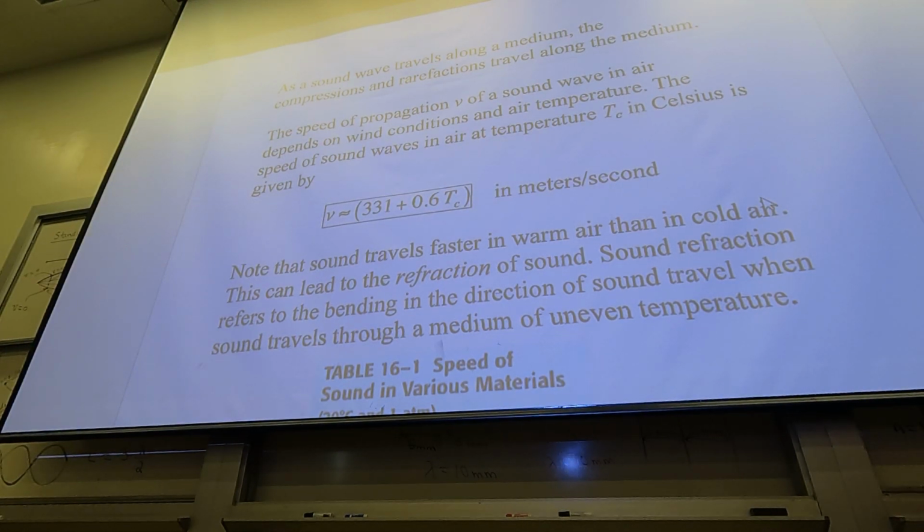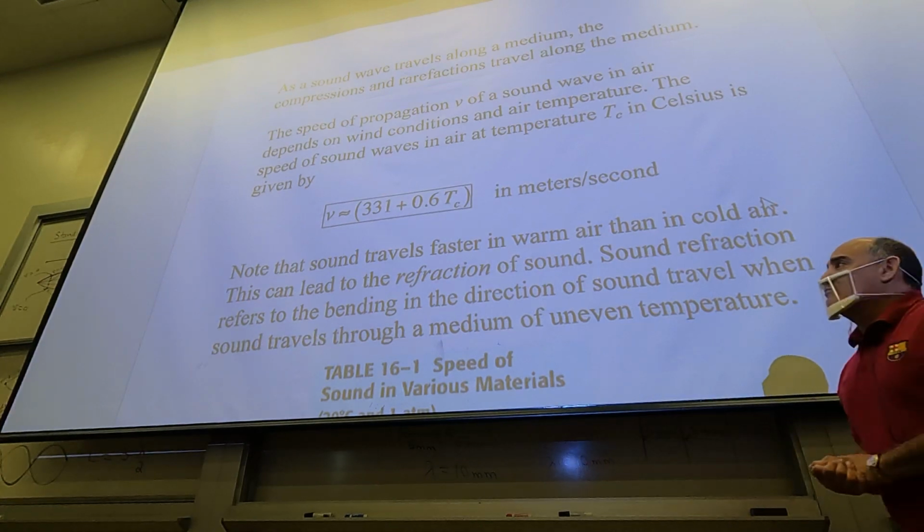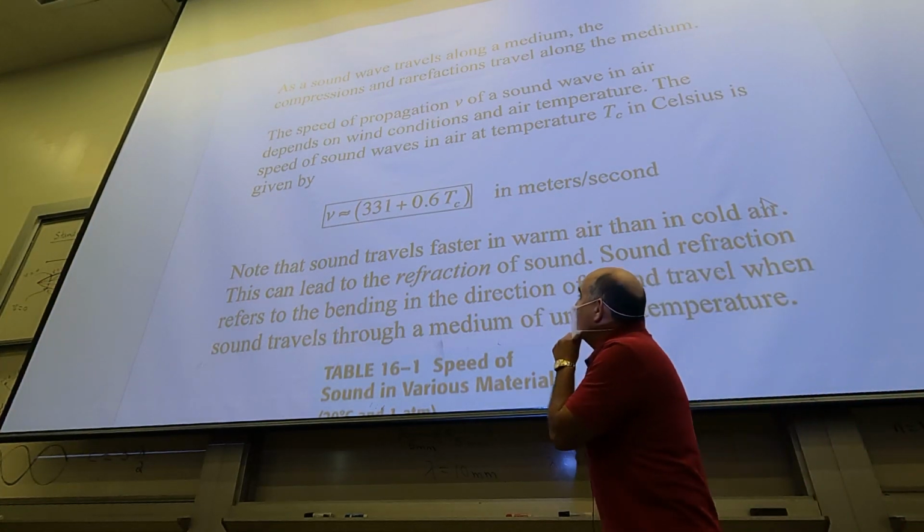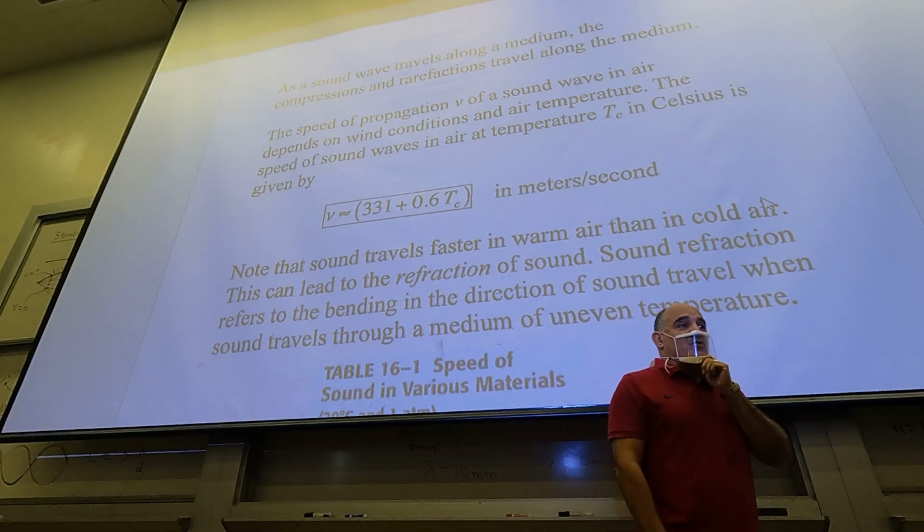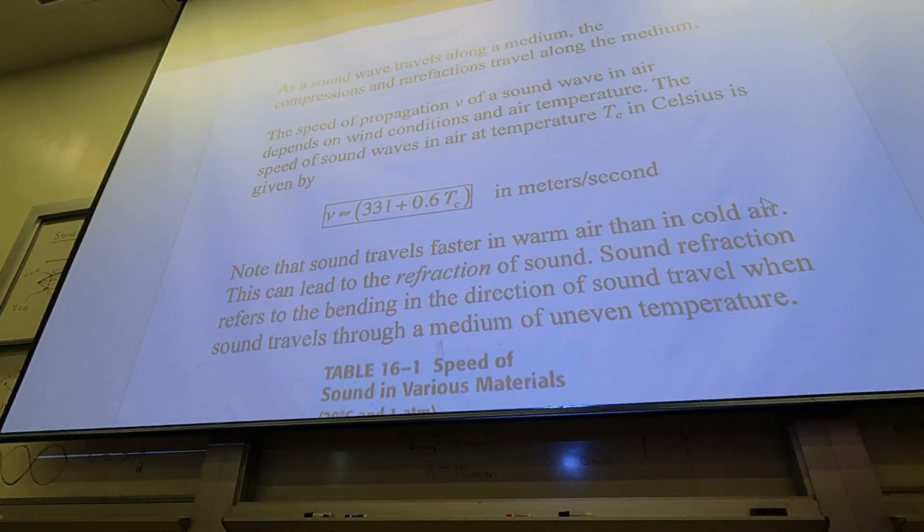So sound travels at 331 plus 0.6, multiplied by the temperature of the air. The C in the subscript means that's the temperature expressed in degrees Celsius. When you put in the temperature of the air in degrees Celsius, you get the speed of sound in meters per second. So that's in meters per second.